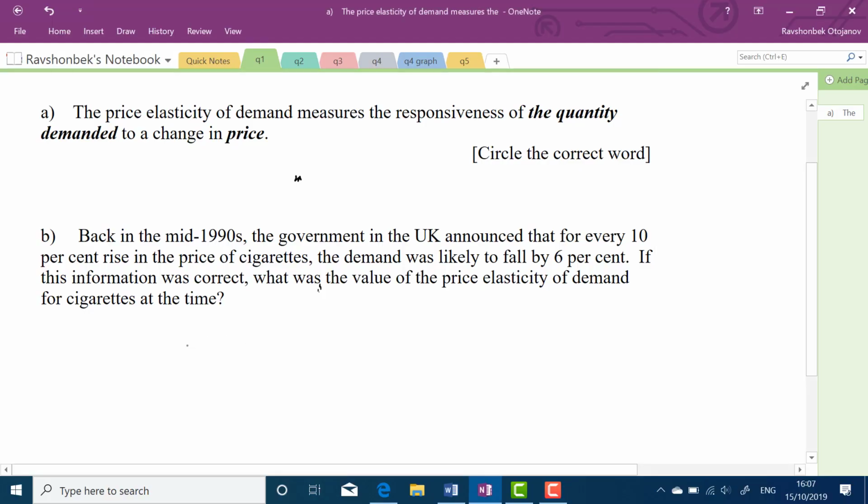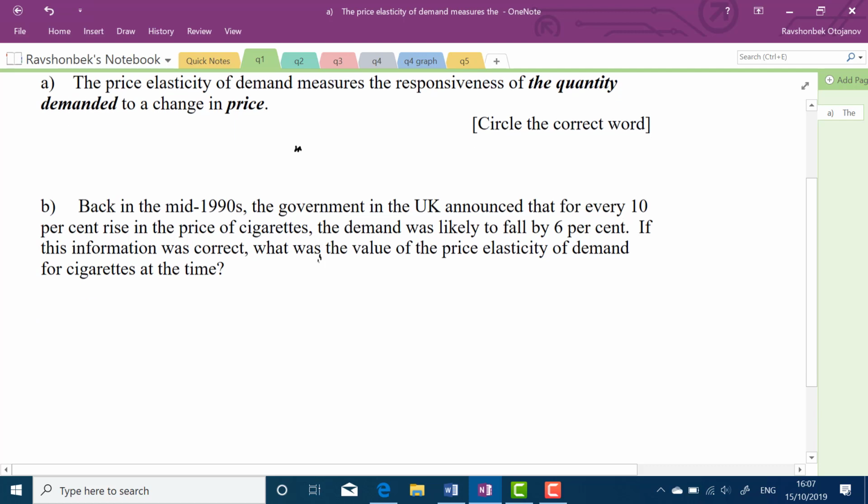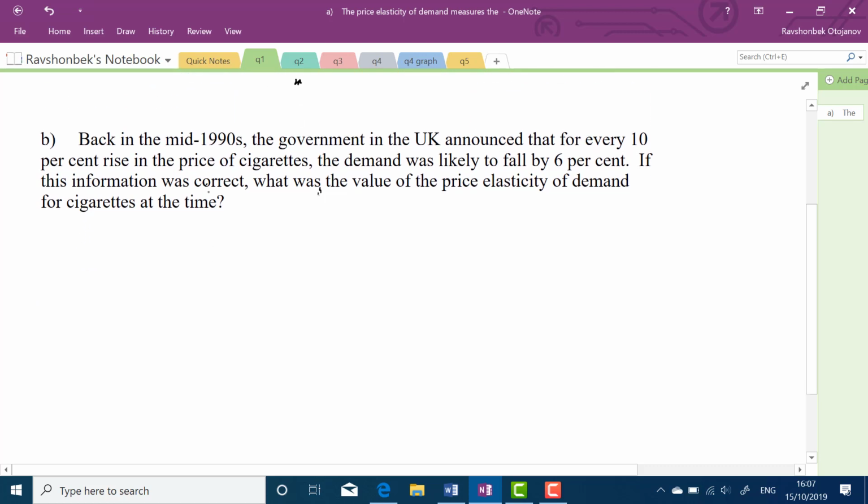The second question. Guys? What's the answer? You want to give us the answer? 0.6. How did you get it? Like 6 out of 10.